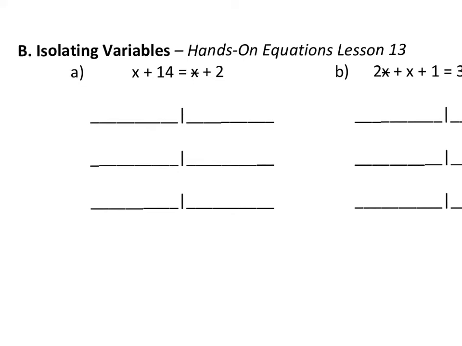Let's continue our work in the hands-on equation model. You'll see here for isolating variables, part A, we have both a blue and white pawn. So when we set this up, we have blue pawn plus 14, and we put a box around that. On the other side, star is white pawn, and then a 2. And this is our setup.